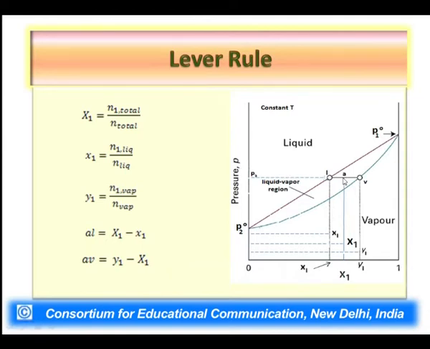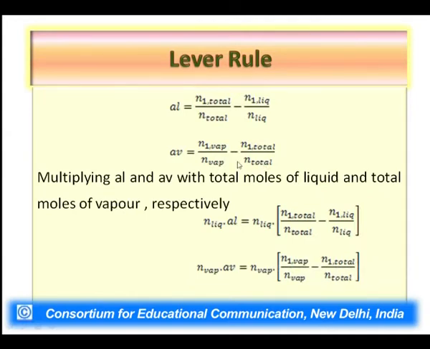So, it means any mass which is tied to this length of line segment AL will be multiplied by this distance. So, therefore, this is the fraction amount of component A. So, therefore, we can multiply the total moles in the liquid phase with AL, and the number of moles of all the substances in the vapor phase with AV, and these two should be equal. These two should be equal when there is a balance in the lever.